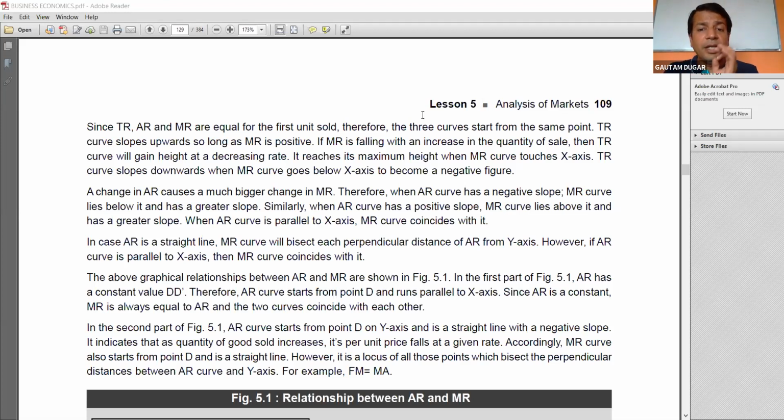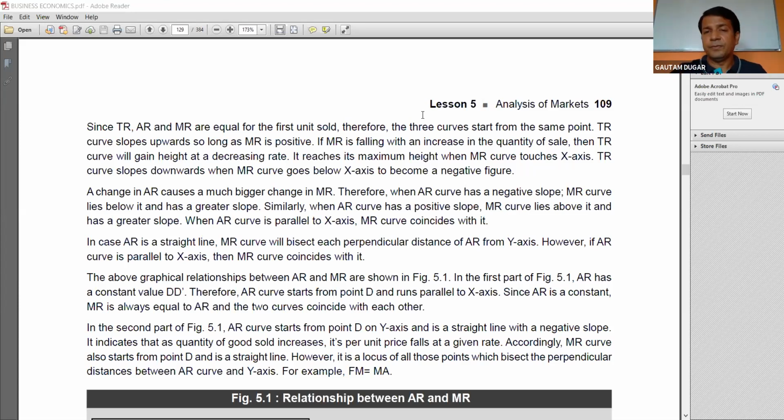Now, why was I focusing on this point? Because the next topic is the relationship between AR and MR. In perfect competition, AR and MR are equal to each other. They coincide with each other. Graphically, the AR and MR curve is a horizontal straight line parallel to the x-axis. And AR is nothing but price. The price line, the average revenue, or the marginal revenue, all are the same. And one more important thing: the AR curve from the seller's point of view is actually nothing but the demand curve from the consumer's point of view.